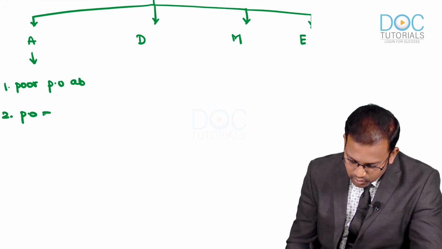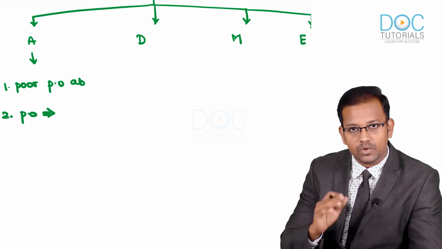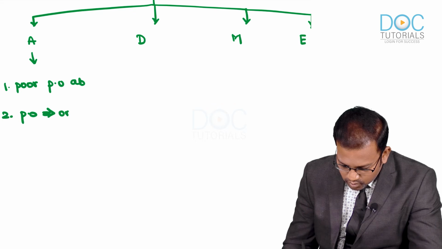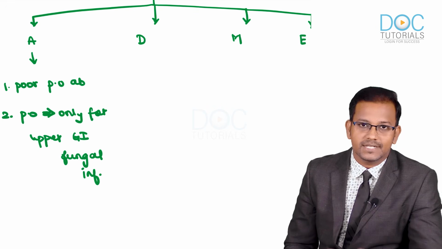It can be given via peroral route, guys. We do have a peroral amphotericin B, but it can be given only for upper GI fungal infections. It can be used only for upper GI fungal infections alone. This is about absorption, guys.